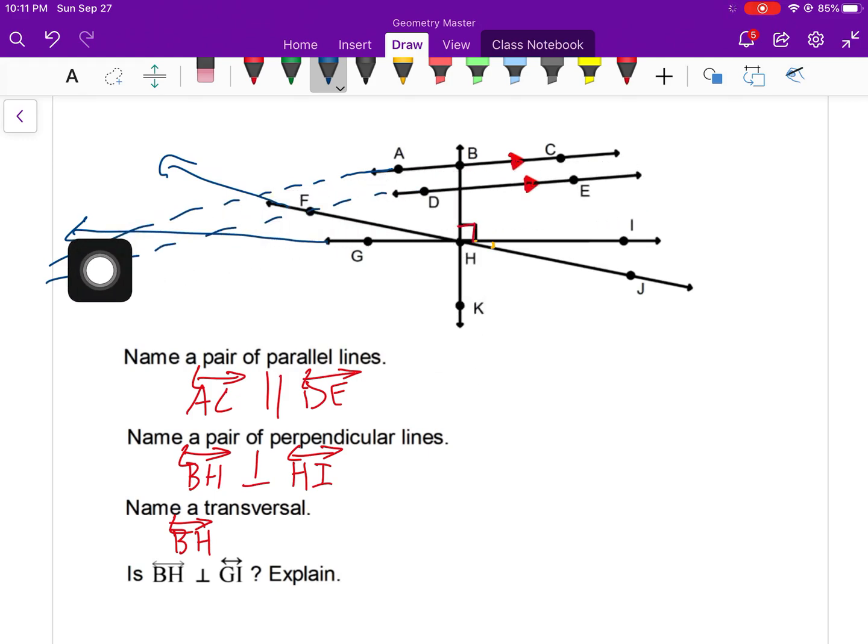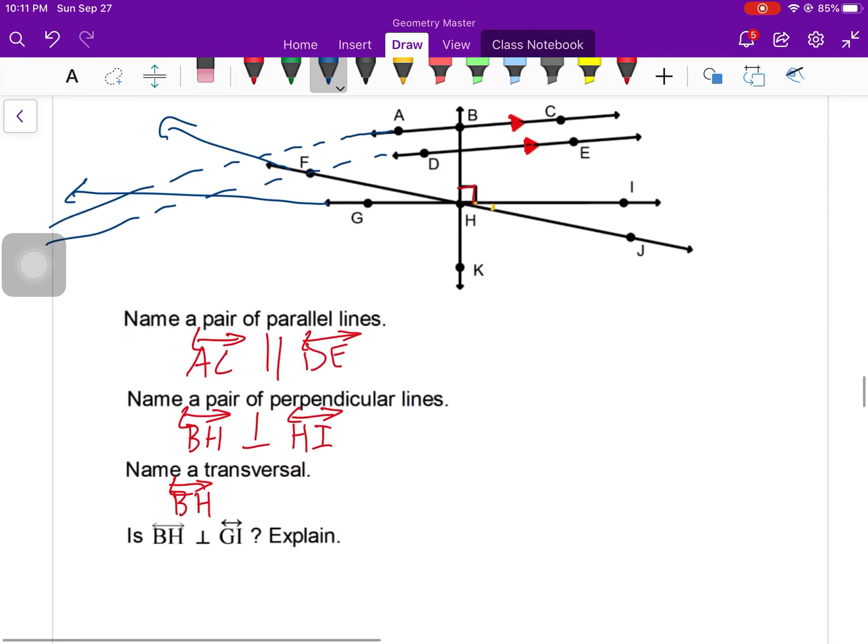Line AC will eventually cross 2 lines. Line DE will eventually cross 2 lines. They're both eventually going to cross 3 lines, actually. Line HI will cross 3 lines. Any line you picked in this picture will be a transversal, even if you don't see it in the picture, because remember, lines go on forever in both directions.